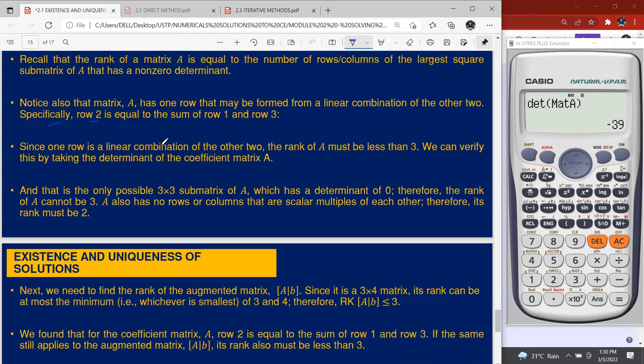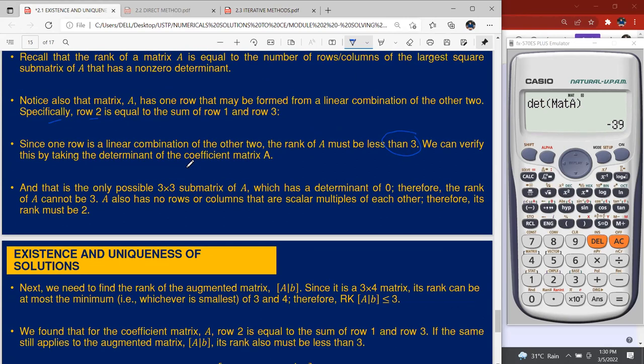Okay? Since one row is a linear combination of the other two, the rank of A must be less than 3. We can verify this by taking the determinant of the coefficient matrix. And that is the only possible 3 by 3 submatrix of A, which has a determinant of 0, therefore the rank of A cannot be 3.